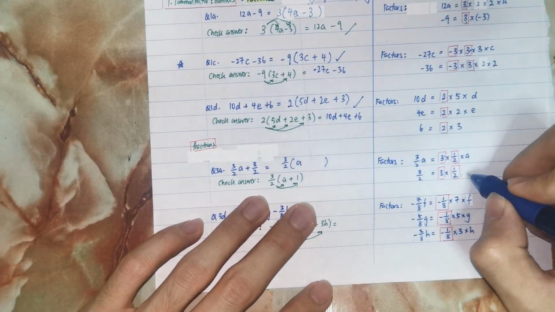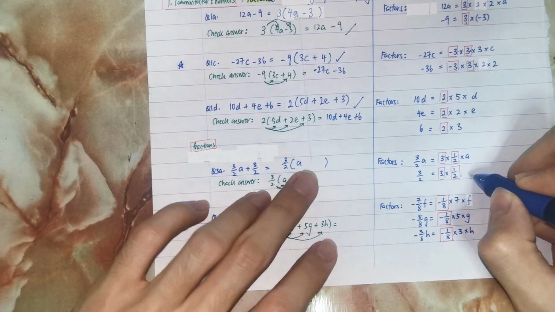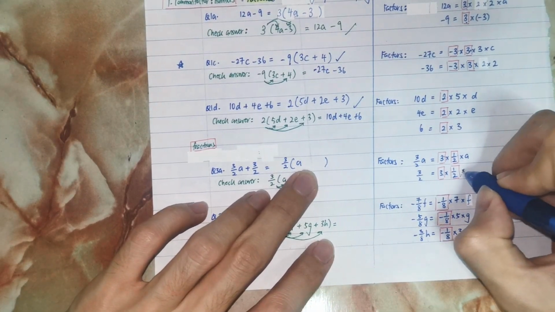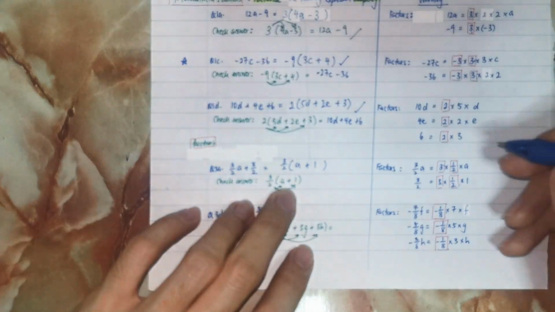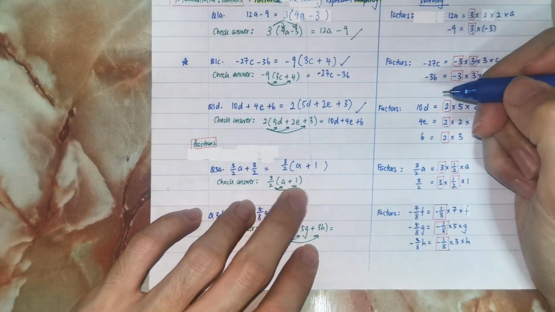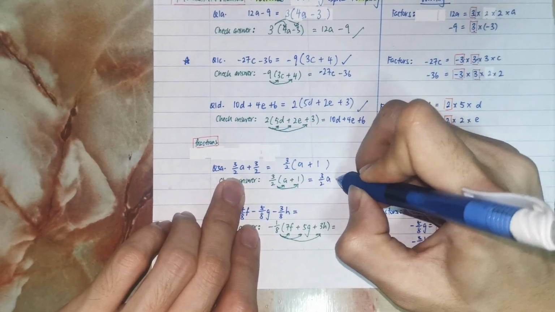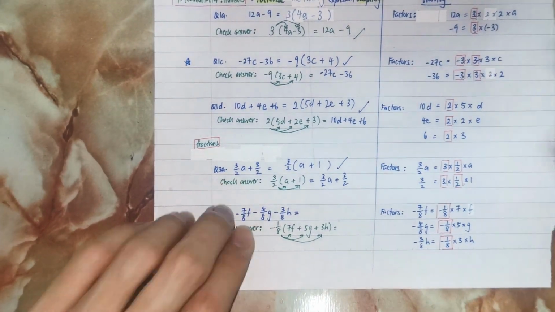Well, over here, there's nothing. So what does it mean? Does it mean that it's plus 0? No. There's an invisible 1 over here. So that's why you put plus 1. So I check, and once I check, I realize that they are the same answer as well. So it will be 3 over 2A plus 3 over 2. So this means that I have done my factorization correctly.